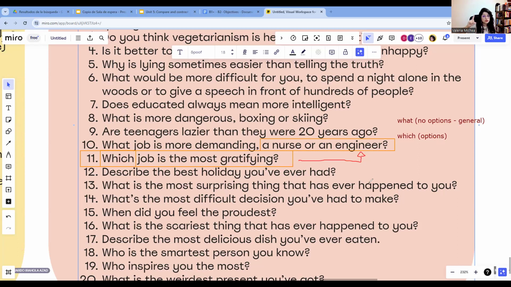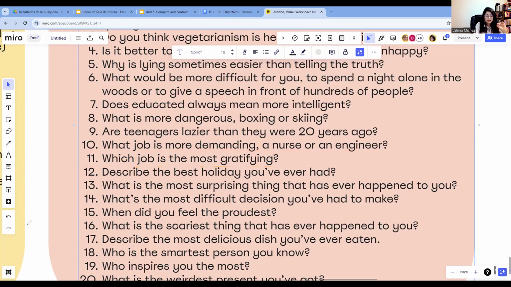When you have which, it's because your options are clear. If you don't see the options right in the question, maybe they are in some other question, but the options need to be clear. If I didn't want to give you options, I wouldn't have used which, and I would have used what, because I want to see among all of the jobs in the world, what is the most gratifying. But because I used which, I wanted you to use one of those options, nurse or engineer. All right, so keep it in mind because that's an important thing to know when it comes to using the language.